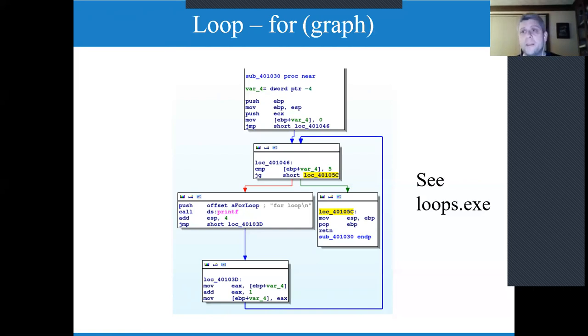So in the Google Drive for the course, I have a little program called loops.exe, which has two loops in it. In fact, they're probably these exact same loops that we just looked at, both a for loop and a while loop, so that you can go in and look and see on your own, or with the different tools that you have, what these loops look like.